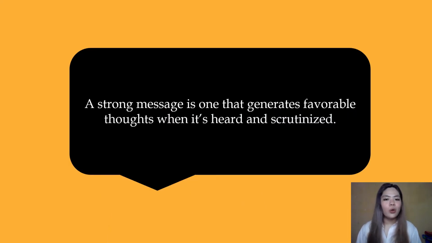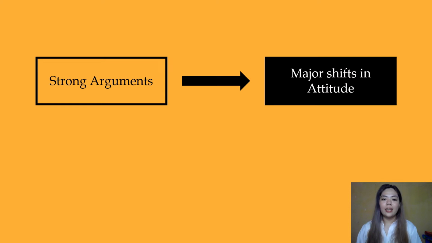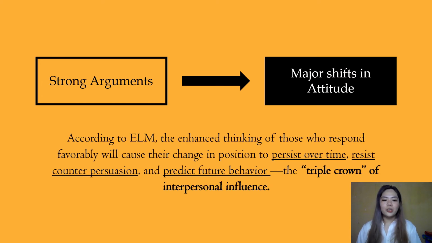The two theories have no absolute standard for what distinguishes a strong and logical argument from one that is baseless and inaccurate. They simply define a strong message as one that generates favorable thoughts when it's heard and analyzed. Petty and Cacioppo predict that thoughtful consideration of strong arguments will produce major shifts in attitude in the direction desired by the persuader. According to ELM, the enhanced thinking of those who respond favorably will cause their change in position to persist over time, resist counter-persuasion, and predict future behavior, the triple crown of interpersonal influence.